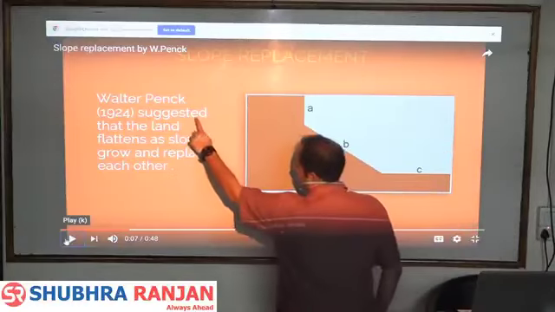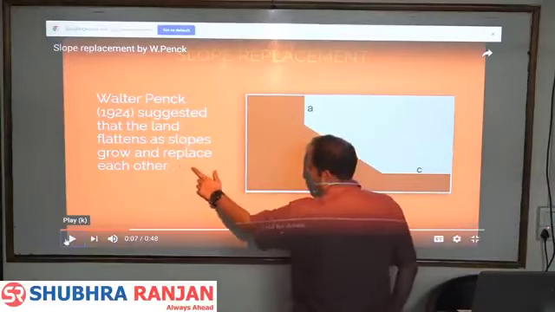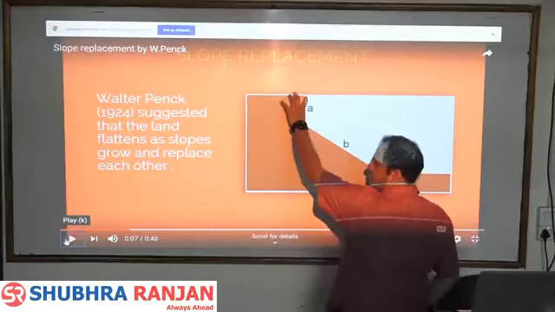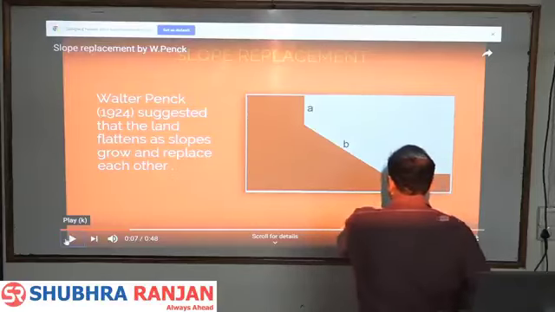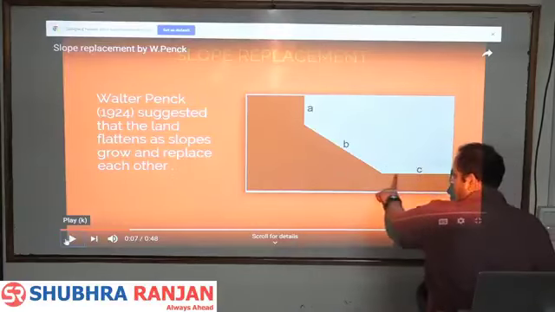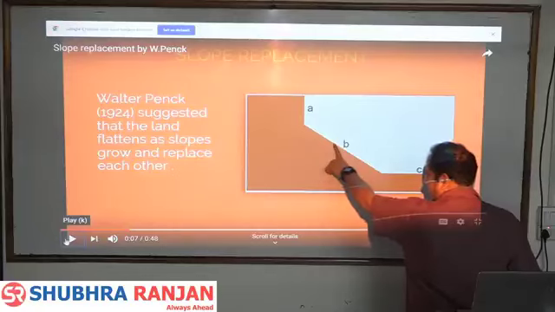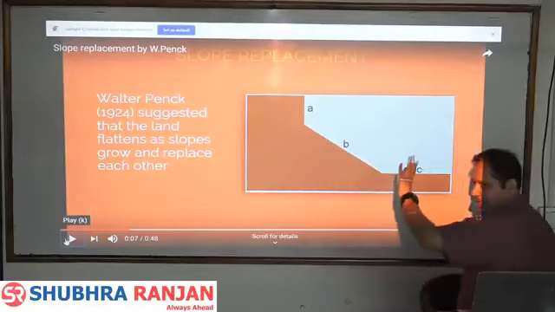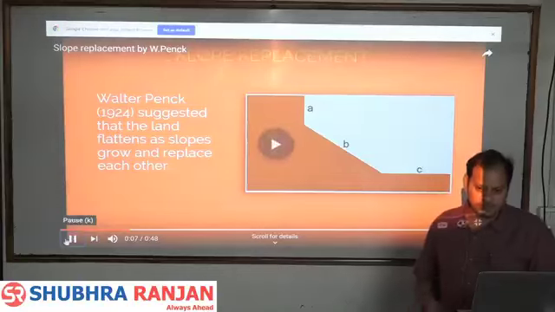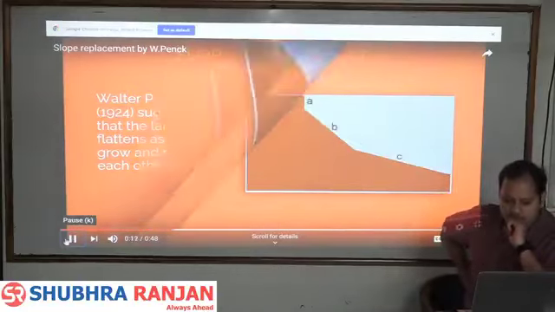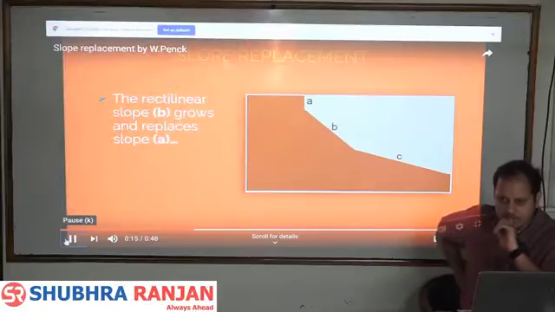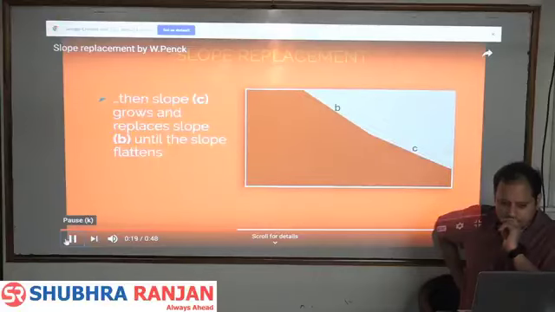Walter Penck suggested that the land flattens as the slopes grow and replace each other. This is the initial slope, free scrap, rectilinear slope, और कुछ नहीं है, C. Now what is going to grow? C will grow and it will ultimately replace A, and this is what we will know as slope replacement. Can you see C is growing? Rectilinear slope. Vertical slope गायब हो गया.